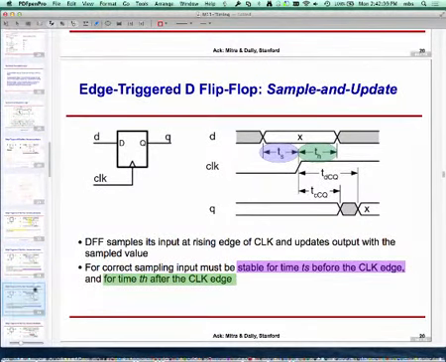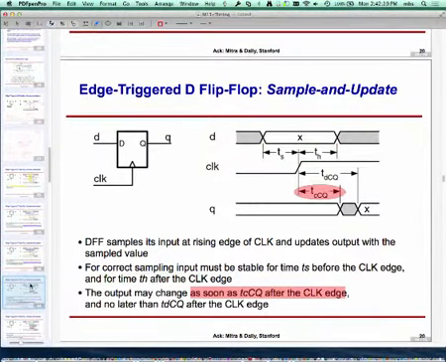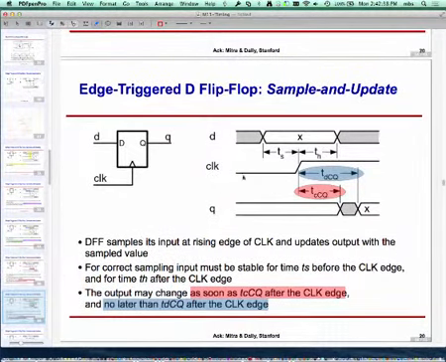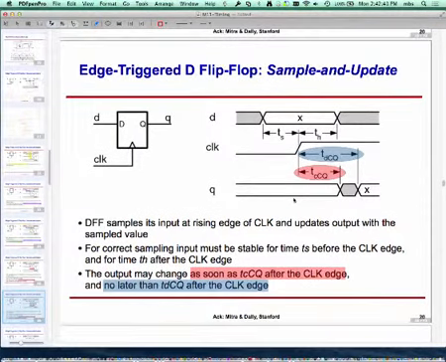Okay, so those are my two timing constraints. It should be stable in the purple region, which is the setup time, and in the green region, which is the hold time. Output may change as soon as TCCQ after the clock edge. So this is the contamination time. It's basically saying when the clock edge comes, the output can first begin to change as soon as this time, and no later than TPCQ, the other timing constraint, which is the propagation delay. So again, four time parameters which are of interest. For a flip-flop, you'll be given that.